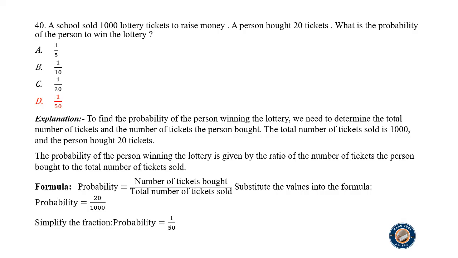Probability is equal to number of tickets bought over total number of tickets sold. Substitute the values into the formula. Probability is equal to 20 over 1000. Simplifying this, we have 1 over 50.